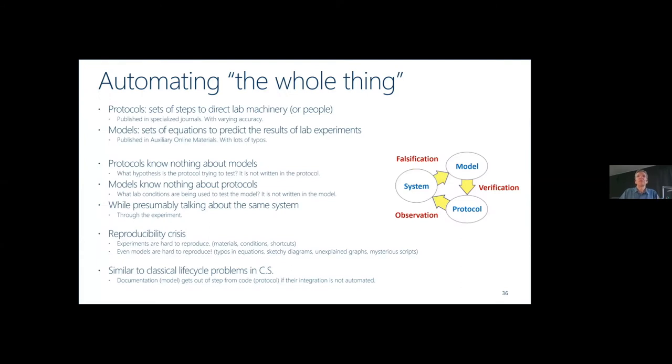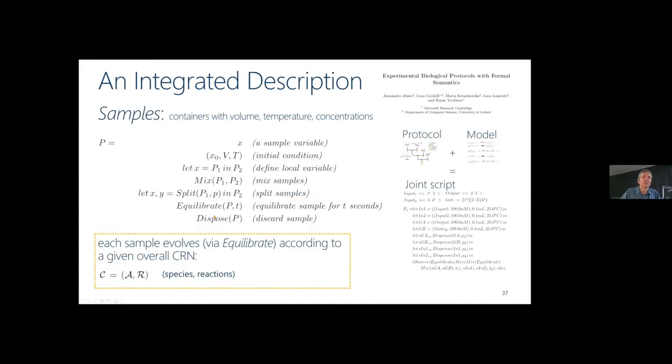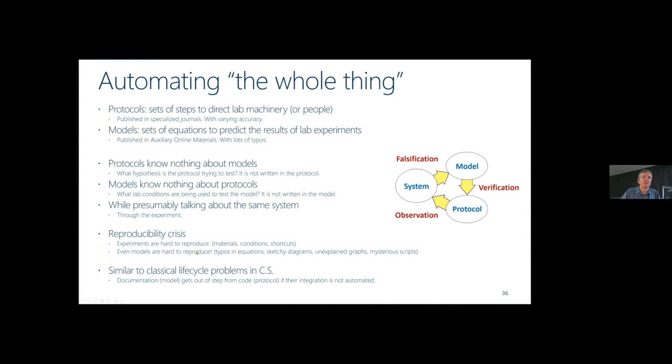So now let's look at models together with protocols. We want, again, to automate the whole thing, the whole closed loop. So protocols are sets of steps to direct lab machinery or people to do things. And models are sets of equations to predict the results of lab experiments. But protocols know nothing about models. There is nothing in a protocol that tells you what model you're testing. And similarly, there is nothing in the model that tells you what protocol you should be using to test the model. But they're both trying to talk about the same system, the same physical experiment. So there is, again, a reproducibility crisis because all these things are decoupled and written in different places.